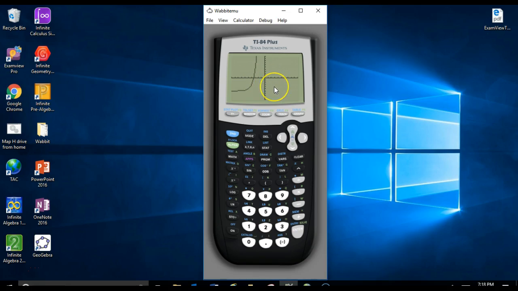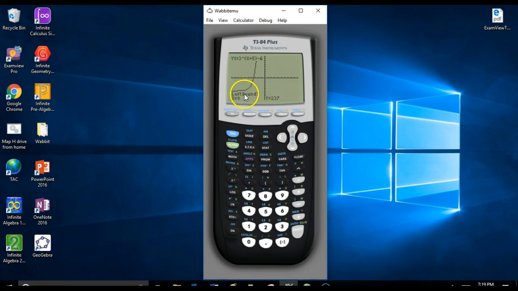I found the y-intercept at the ordered pair where x is 0 and y happened to be 237. So to find the x-intercept, I'm going to go to calculate, and it's in blue, so that means I have to hit second trace. Where the functions cross the x-axis, it's called the function's zeros. So I'm going to go to option 2, and I want to find the zero. So I'm going to hit enter.